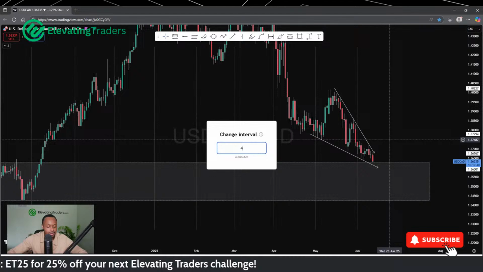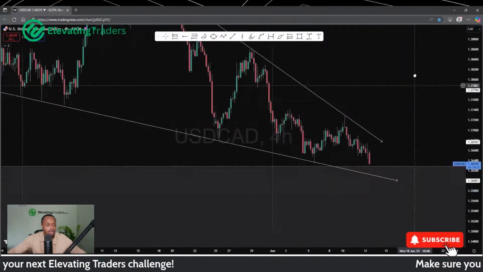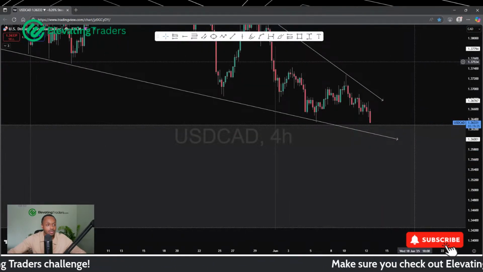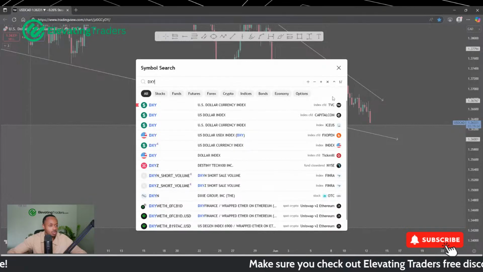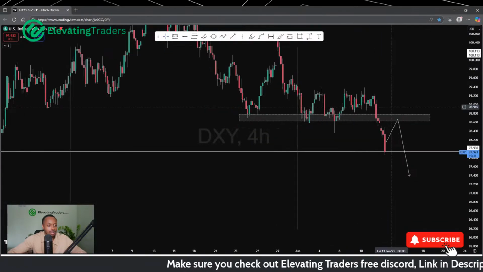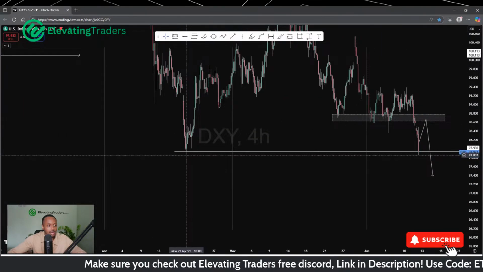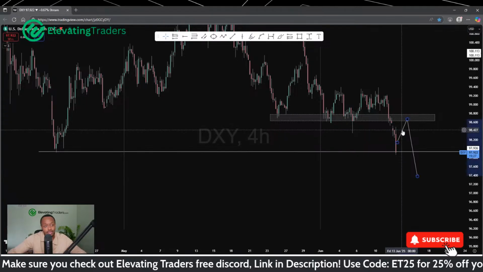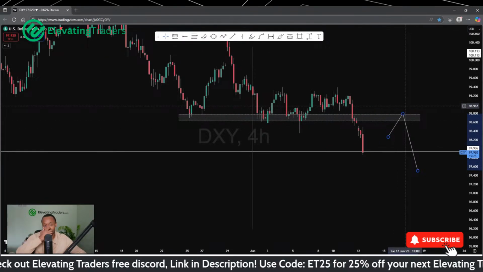So I do like the buys here for dollar CAD, but of course we can see that USD is looking quite weak right now. How's the DXY doing? Yeah, look at that. DXY selling off, just about taking out the lows there as well. So dollar, safe to say, we are looking very, very bearish right now.